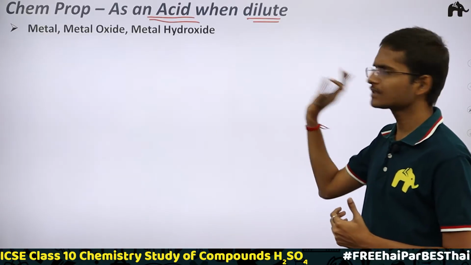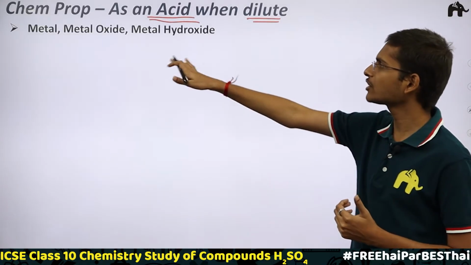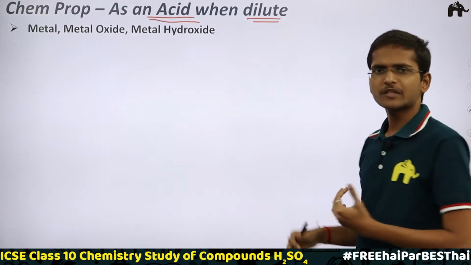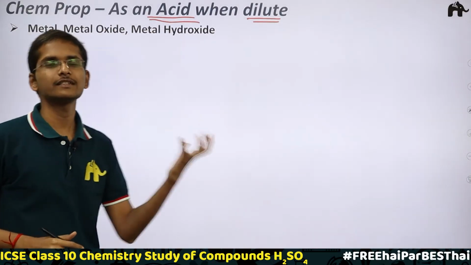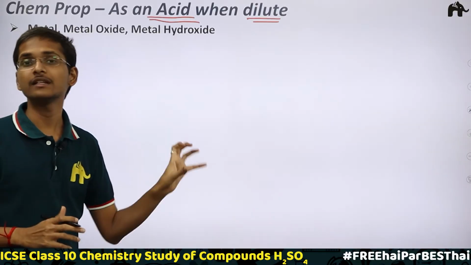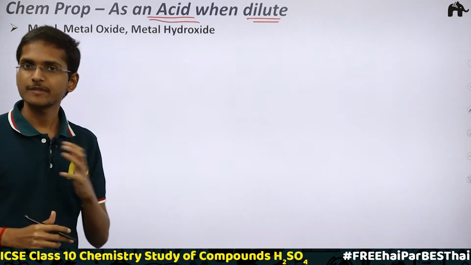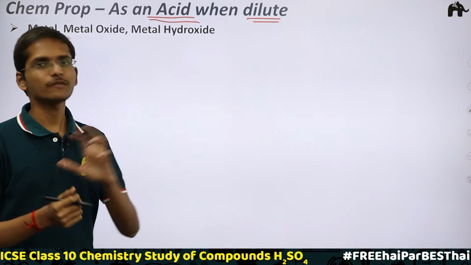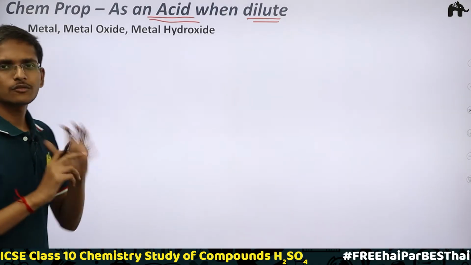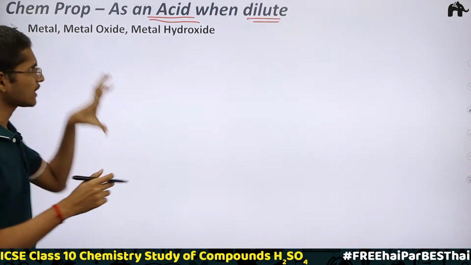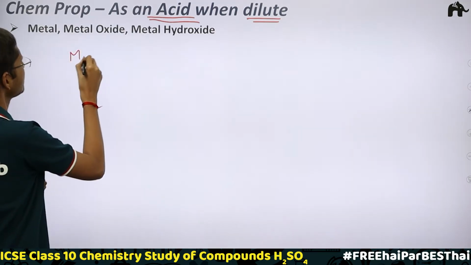So in this slide I am going to tell you how it reacts with metal oxide and metal hydroxide. Quite interesting types of reaction, and all these reactions we have already studied in chapter number 3, Acids, Bases and Salts, the chemical properties of acids. So let's quickly revise it, and also study it for sulfuric acid as well. So how does it react with metal?